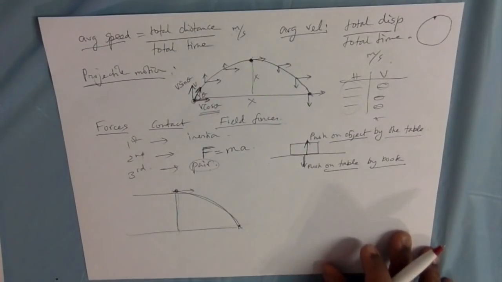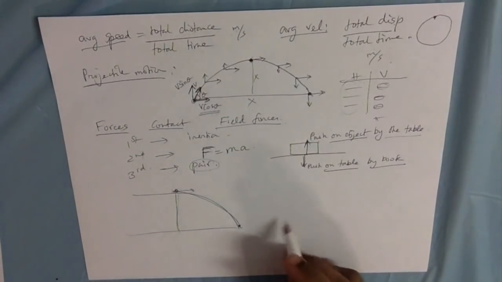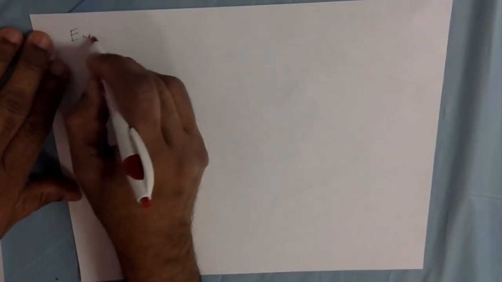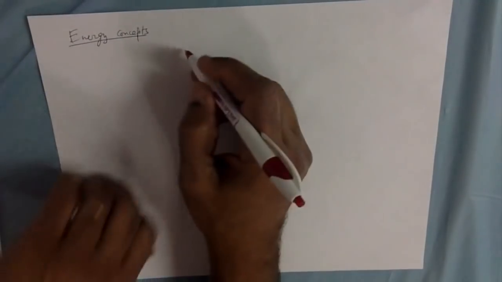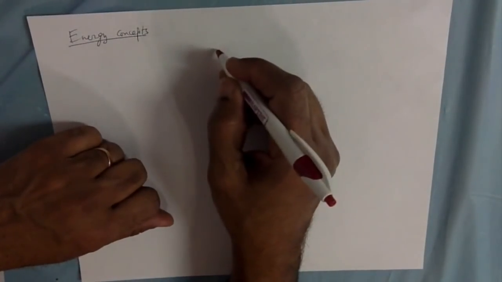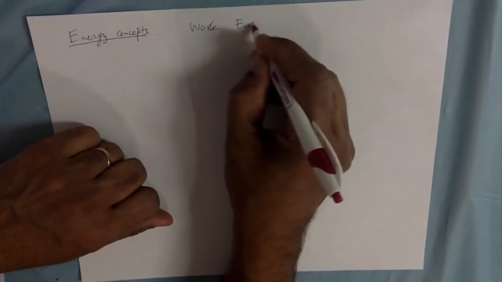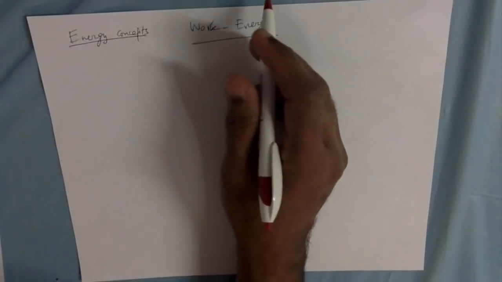Moving on from there to energy concepts. These are all concepts you must be familiar with. You already know that energy and work are related terms. If you do work, you are producing energy. If you have energy, you are capable of producing work. So using your energy, you can actually push something and do work.